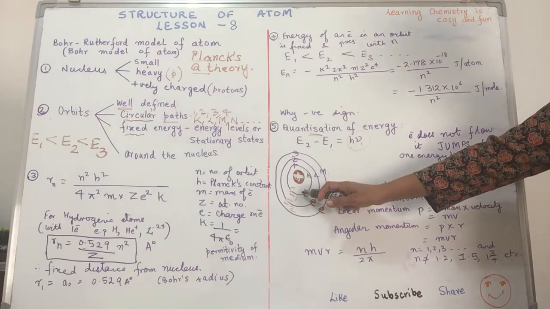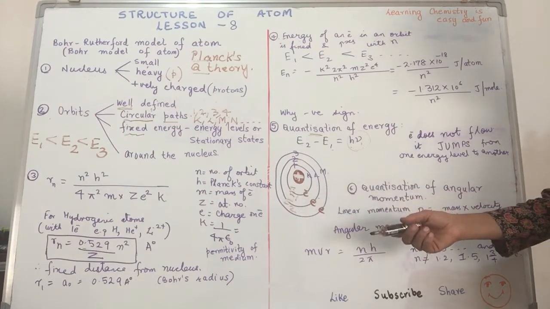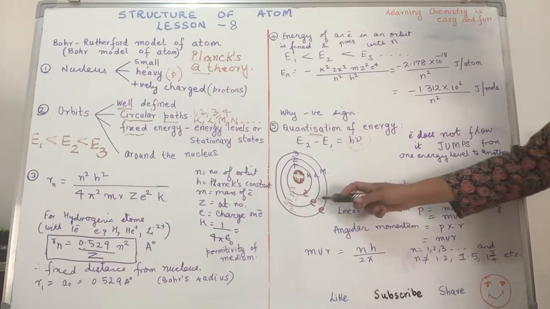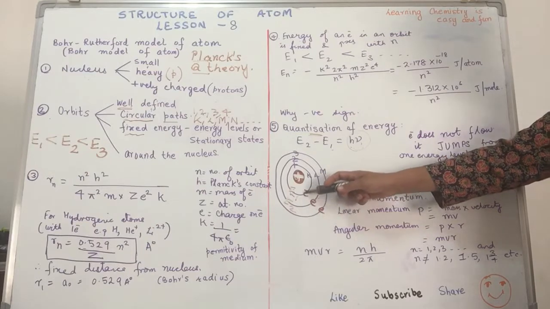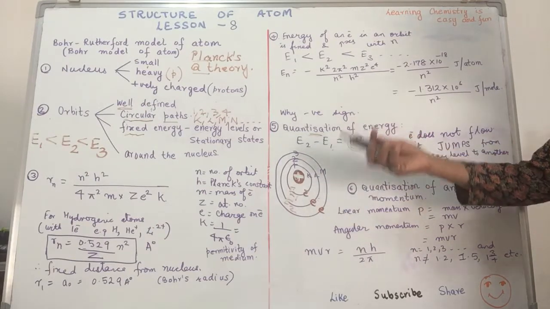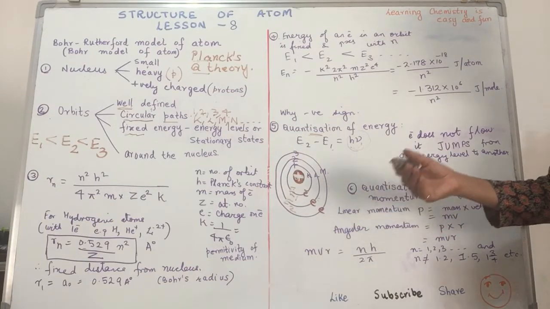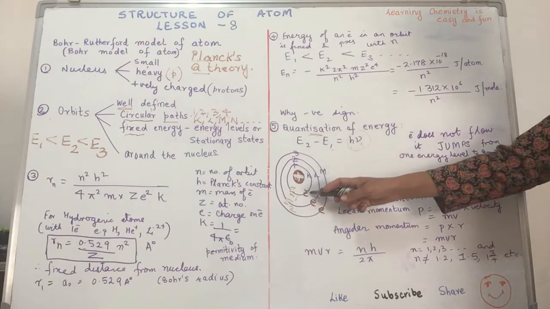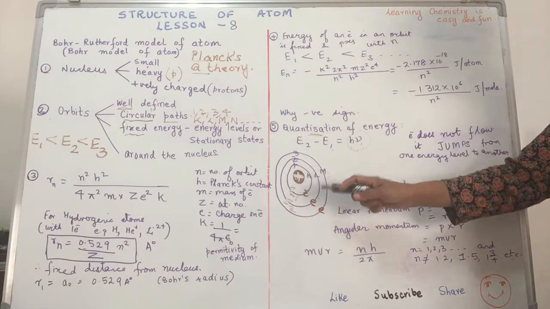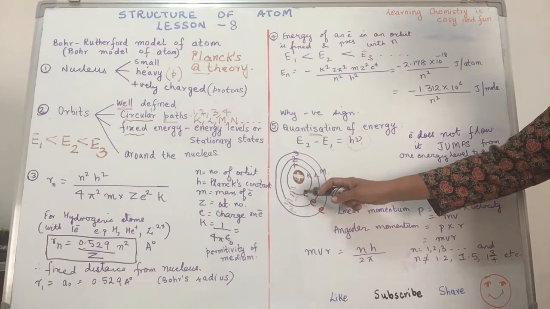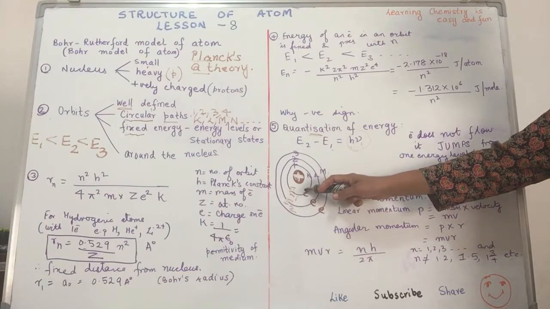If it jumps from a lower energy level to a higher energy level, it will absorb energy. On the other hand, if it jumps from a higher to a lower energy level, now because a lower energy level means a lower amount of energy associated with it, whatever excess energy is there, it will emit it out. So there can be absorption or emission of energy depending upon whether the electron has moved from a lower energy level to a higher energy level or a higher energy level to a lower energy level.